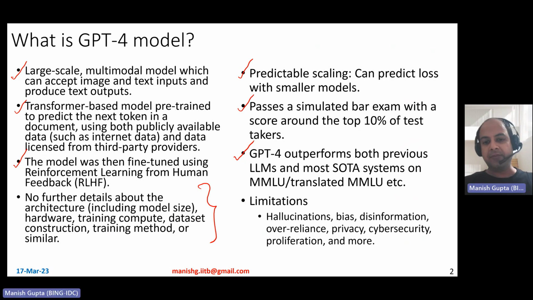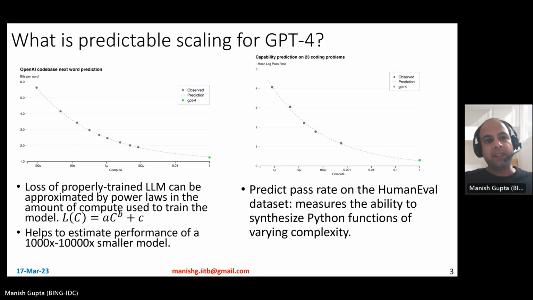Just like other models, GPT-4 also has limitations. It still has quite some hallucinations, bias, disinformation problems, over-reliance, privacy, cybersecurity, proliferation, and more of those problems, which I'll cover in the second part of this video.